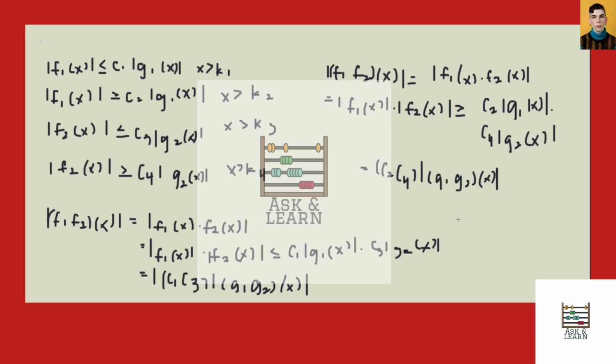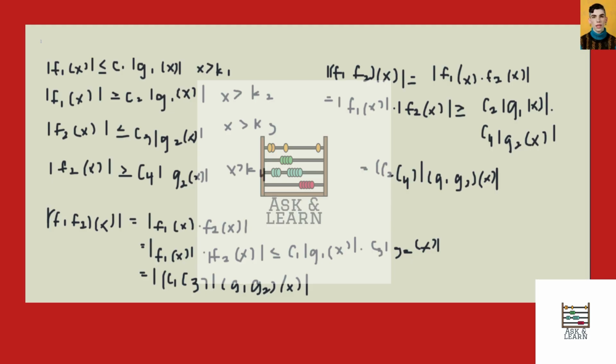And by the definition of the big O notation, f1f2(x) is O(g1g2(x)) with constants k equals max of k1, k2, k3, k4, and c equals c1c3. By the definition of the big omega notation, f1f2(x) is Ω(g1g2(x)) with constants k equals the max of k1, k2, k3, k4, and c equal to c2c4.